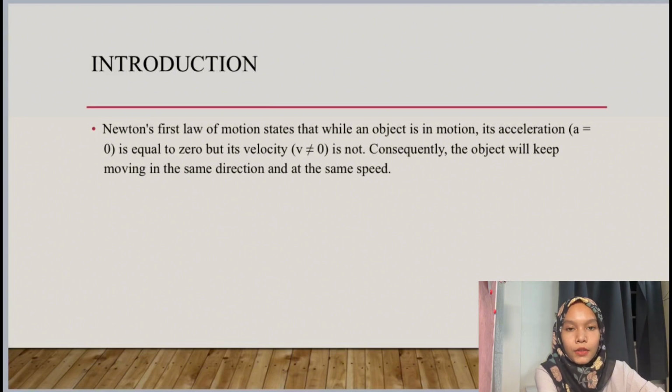Today my group and I, Group 4, will explain about Lab 9, and the title is Free Fall. As for the introduction, before we know deeply what is free fall, Newton's first law of motion states that while an object is in motion, its acceleration is equal to 0, but its velocity is not equal to 0. Consequently, the object will keep moving in the same direction and at the same speed.